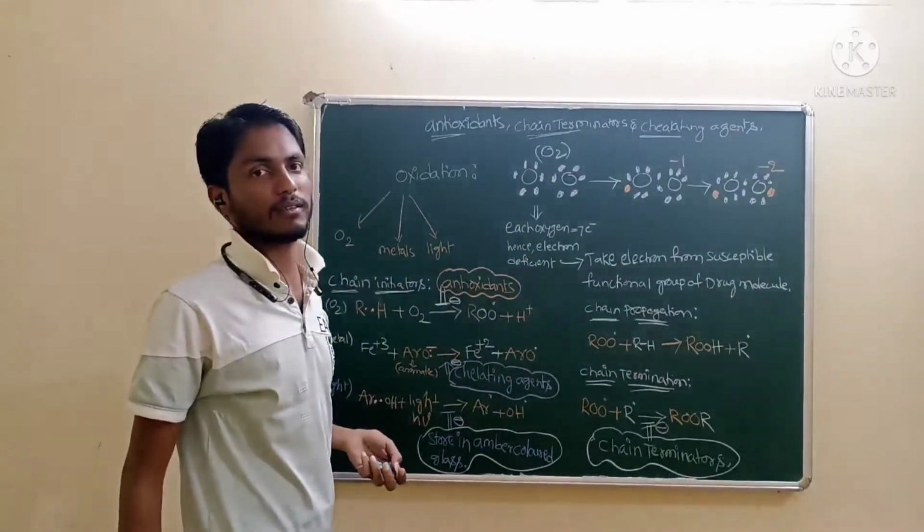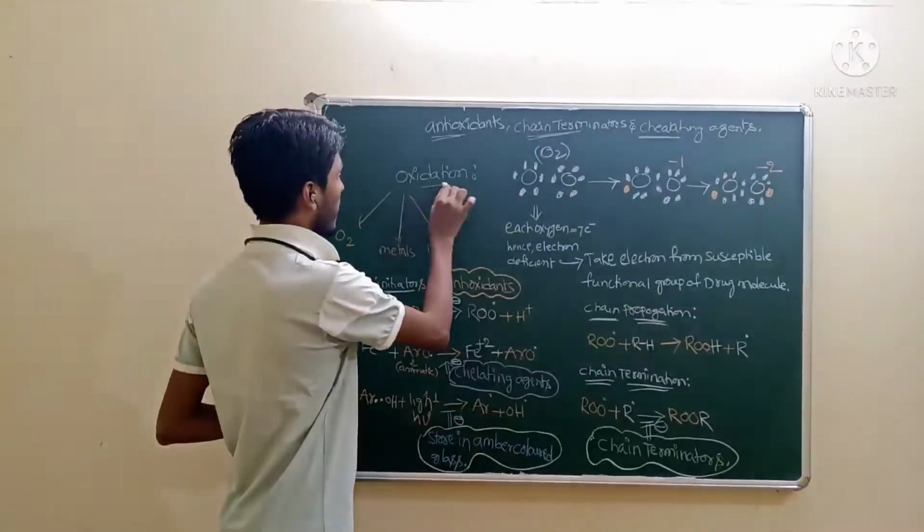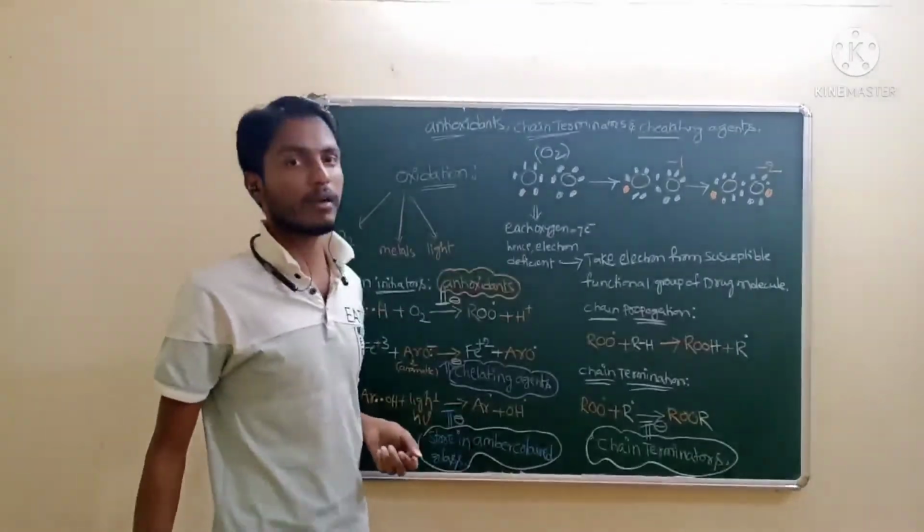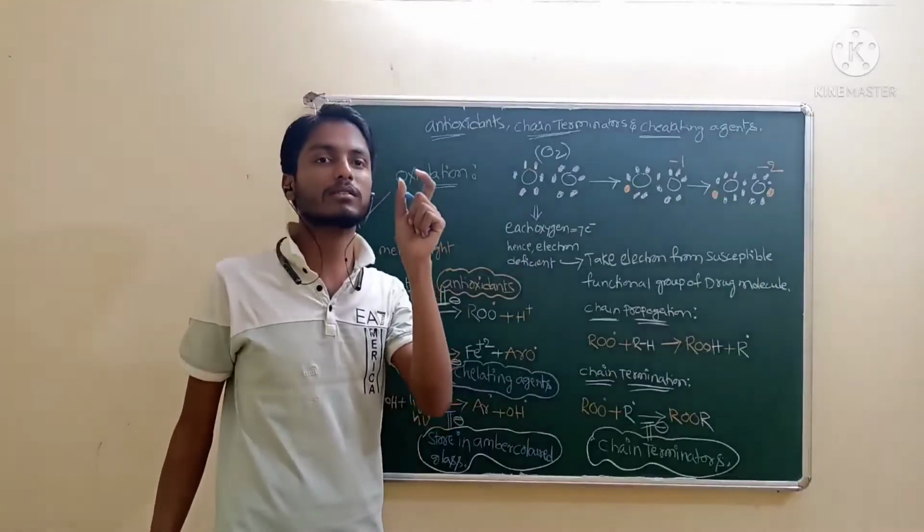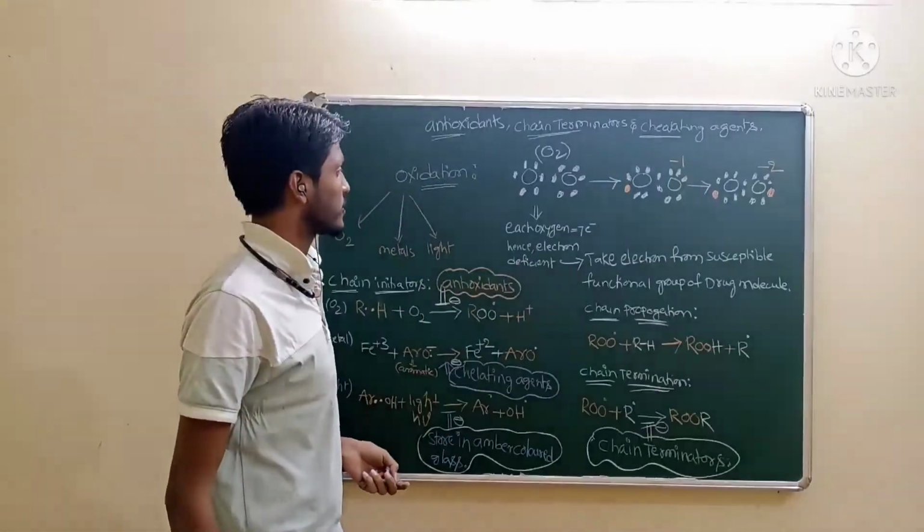What is oxidation? How is it happening? Oxidation happens due to the presence of oxygen only. Due to the presence of oxygen.